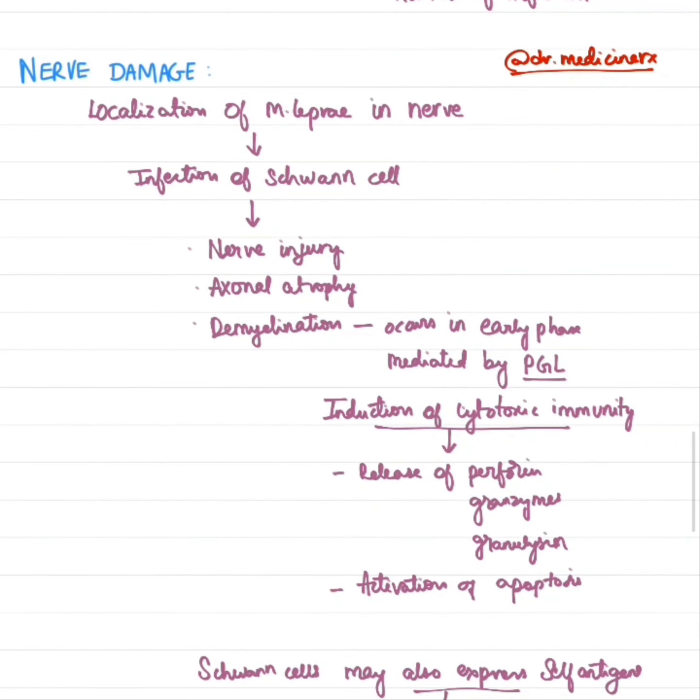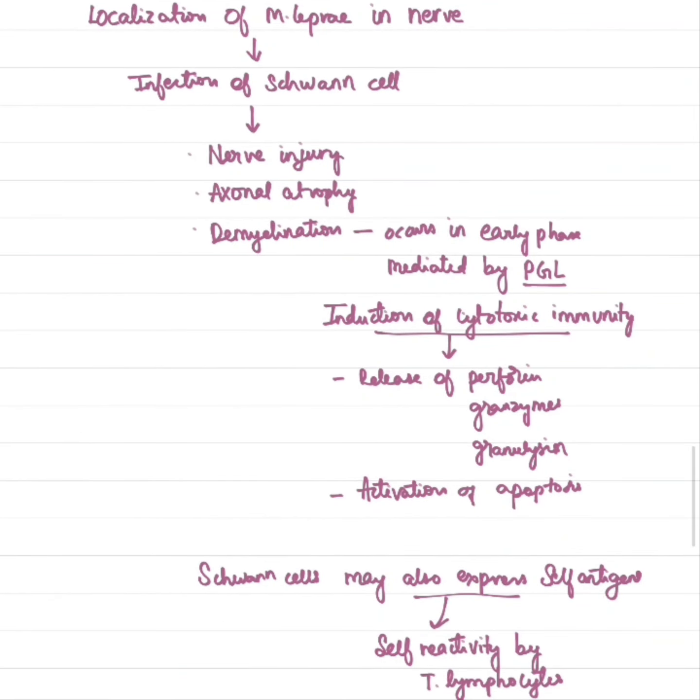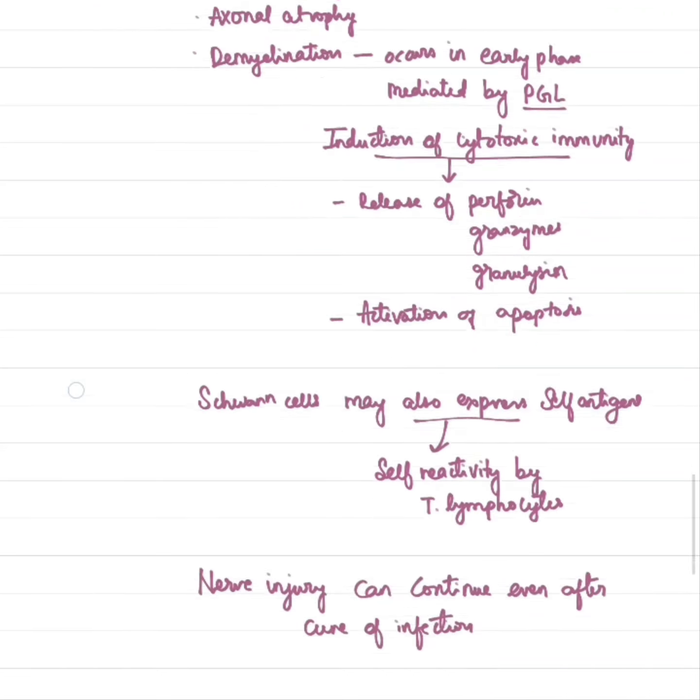Next, coming to pathogenesis of nerve damage. Nerve damage begins as soon as the Mycobacterium leprae get localized in the nerve. Following the localization, there is going to be infection of the Schwann cell, followed by nerve injury, axonal atrophy, and demyelination. Demyelination occurs in the early phase of infection, and this is mediated by the phenolic glycolipid. There is going to be induction of cytotoxic immunity, whereby there is release of perforins, granzymes, and granulysins, as well as activation of apoptosis through the Fas-Fas ligand or the tumor necrosis factor like receptors. Thereby there is going to be further demyelination.